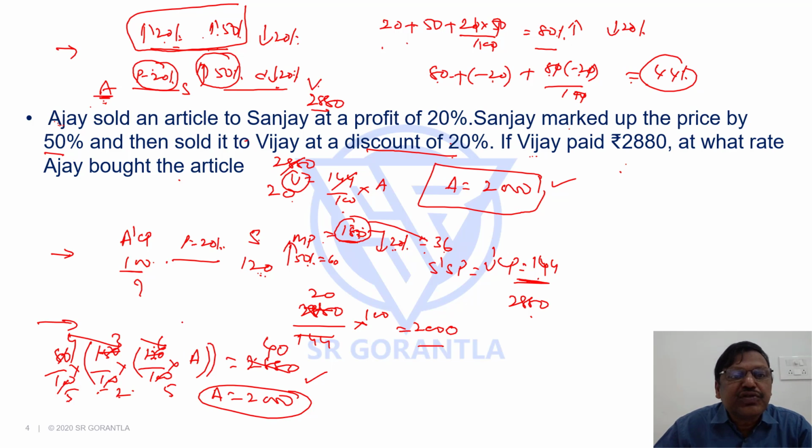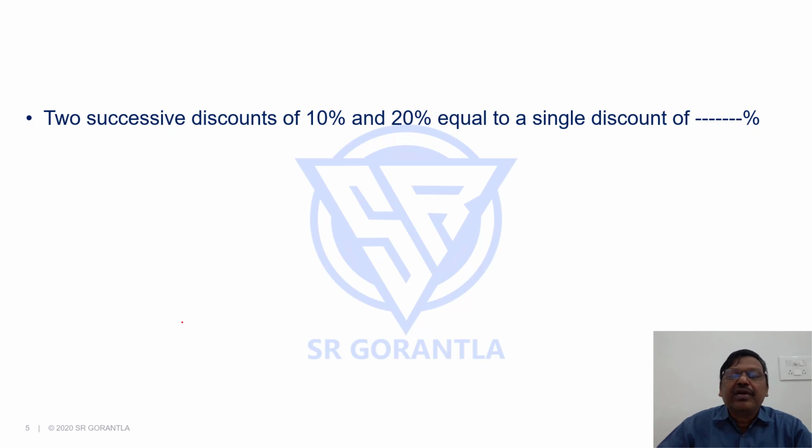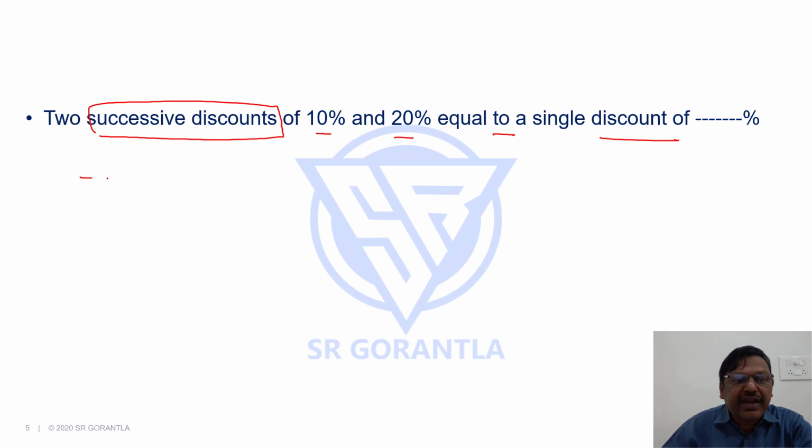We'll take up a successive discount question now. Two successive discounts of 10% and 20% equal a single discount of what? Let's spend some time on understanding what a successive discount is. Suppose I take, I will again explain this in different approaches.